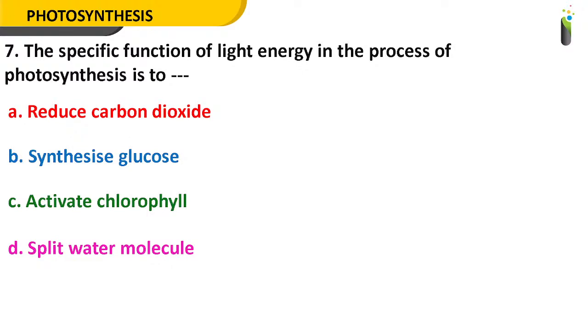Well, the answer for this question is C. Activates chlorophyll. Friends, remember carbon dioxide is reduced during the dark reaction. That is, it is independent of light. So glucose is synthesized by reduction of carbon dioxide in the dark reaction of photosynthesis. And the question asks you what is the function of the light energy.